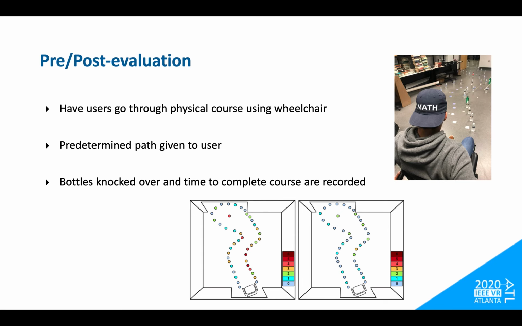In order to test the efficacy of our training environment, users were asked to go through a physical course using a manual wheelchair. They were given a predetermined path made up of bottles to follow, and the bottles knocked down and the time it took to complete the course were recorded. The procedure was performed both before the training simulation and after for a post-evaluation. If you look at the chart below, each circle on the chart corresponds with a bottle in the path. The number associated with the color is the number of times that bottle was knocked over.